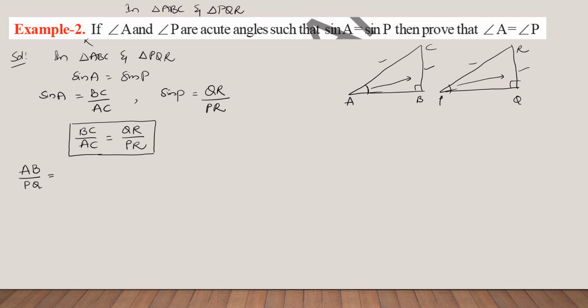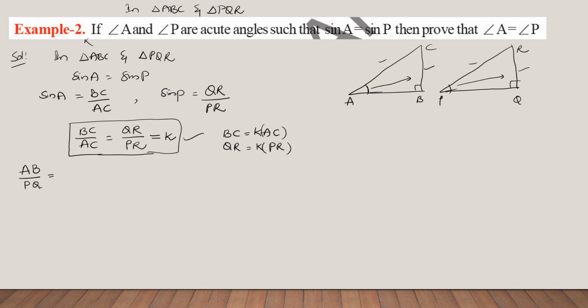Now if you observe, these two triangles are right angle triangles. Since these two triangles are right angle triangles, by Pythagoras theorem what we can say, or from this, since these two ratios are proportional, I am going to consider it equal to some constant k. So from that I am going to get BC is equal to k times AC, and in the same way QR I can write as k times PR. Okay. So from this relation I am going to get these.